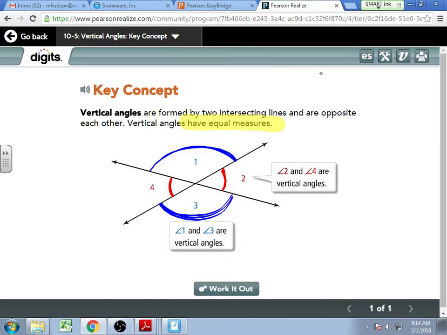Now, being vertical makes them have equal measures. Once we identify they are vertical, we know that they're equal. There's no question in my mind. Any questions? After I just said there are no questions?